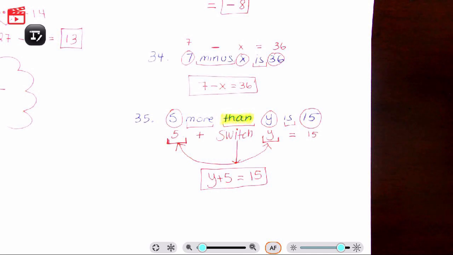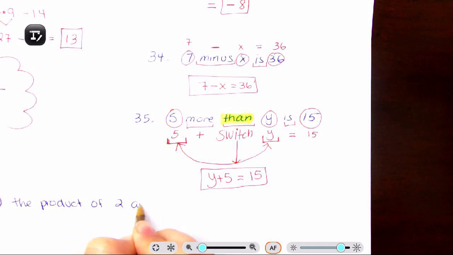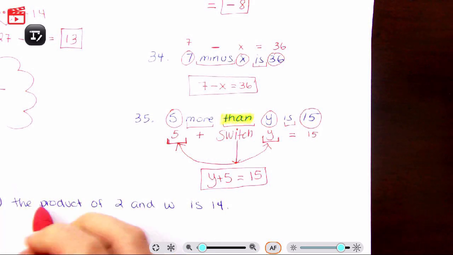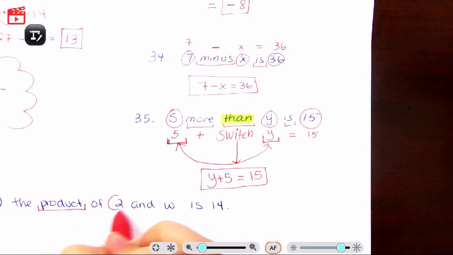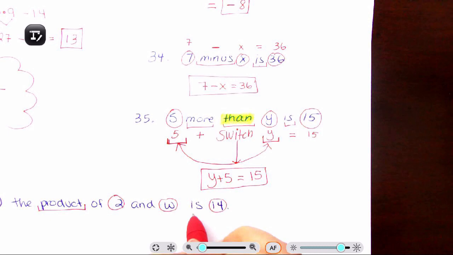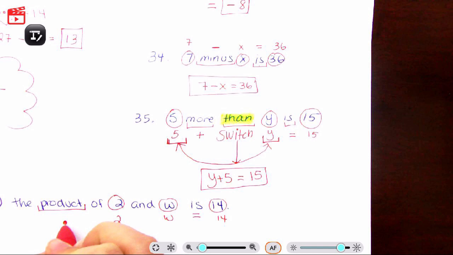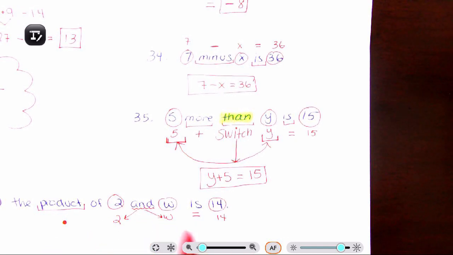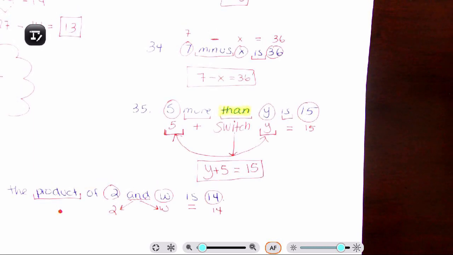I believe we only have 2 more. Number 36. It says the product of 2 and w is 14. The product of 2 and w is 14. And let's underline product, 2, w. 14 is equals, 14 is the same, w is the same, 2 is the same. Product means multiplication. This and just means that you are going to do something with these two numbers. It just groups them together.